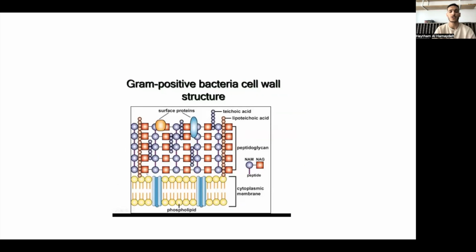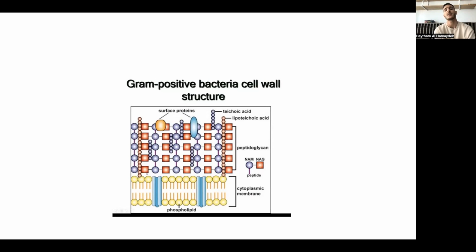So the structure of the gram-positive bacteria is that it has a cytoplasmic membrane around the cytoplasm. The gram-positive bacteria cell wall is very thick. Why? Because the peptidoglycan layer is very thick. And so just remember that positive means more, so more peptidoglycan.